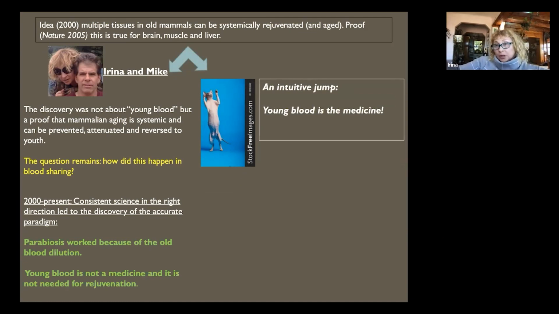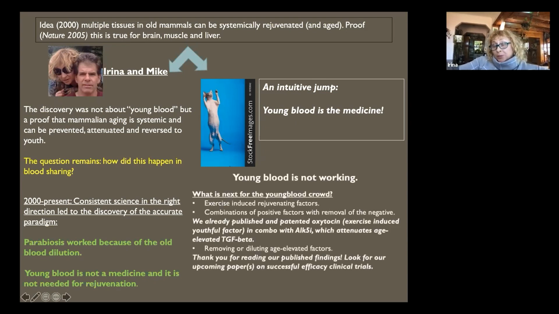It could have worked because of the young blood, or it could have worked because now we removed, antagonized, or diluted age-elevated negative factors. So when a young animal was sharing blood with an old animal, now there is less of those age-elevated proteins. Not only are they physically diluted, but they are removed by the young liver and young kidneys, for example. And then the young animal can compensate also and change gene expression of antagonistic proteins. So there are numerous directions that we were investigating. And so then what we discovered is that parabiosis worked because of the old blood dilution. Young blood is not a medicine.